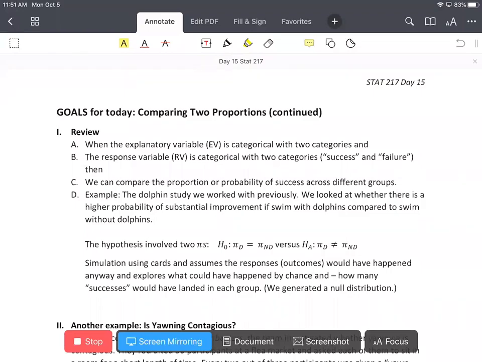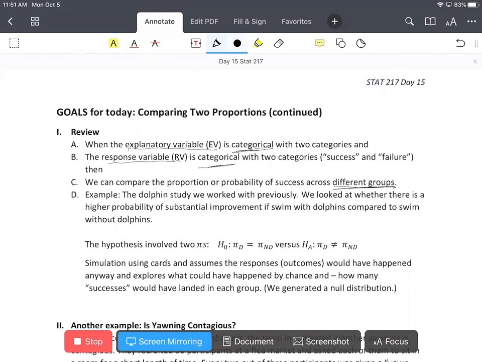Let's start with a brief review of what we've done so far in terms of comparing two proportions. First of all, we need to figure out what the explanatory variable is. Right now, we're only working with categorical. We will soon be working with quantitative variables, but not at this point. The response variable also has to be categorical, with two categories being success and failure. Then we can compare the proportion or probability of success across different groups. So this is what makes it different than what we did earlier.